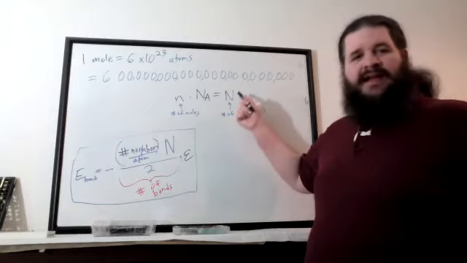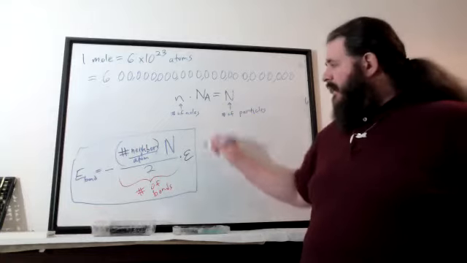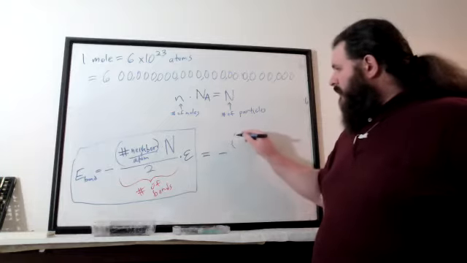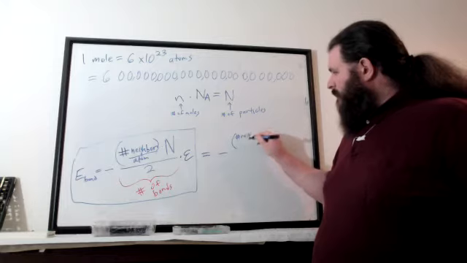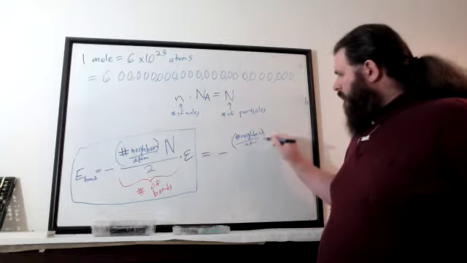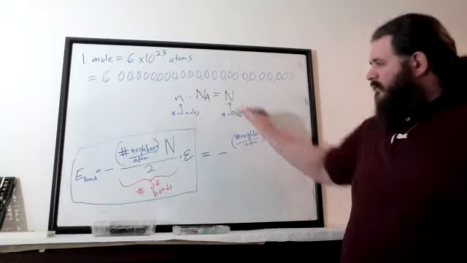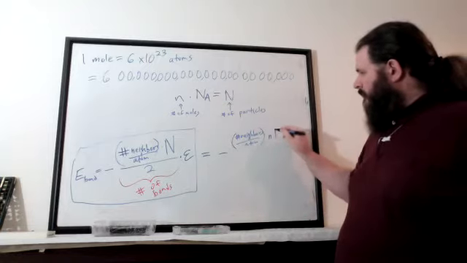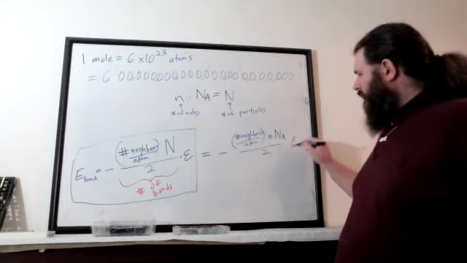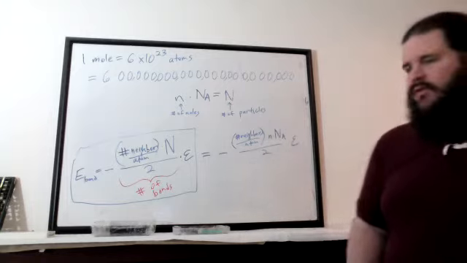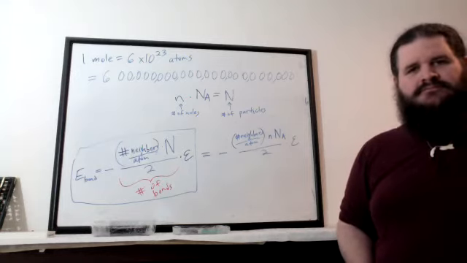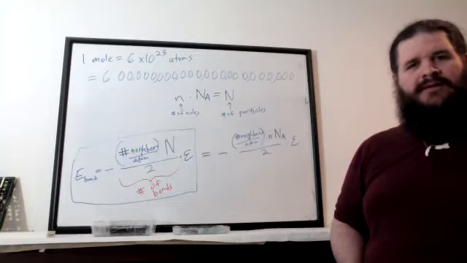Which means we can replace capital N with lowercase n times Avogadro's number. We can write E bond as negative number of neighbors per atom times number of moles times Avogadro's number divided by 2 times epsilon. So that is another formula we could use for bond energy. Any questions on that so far?